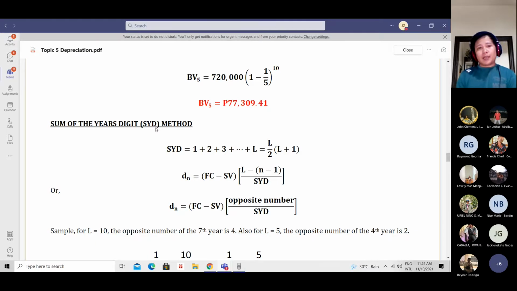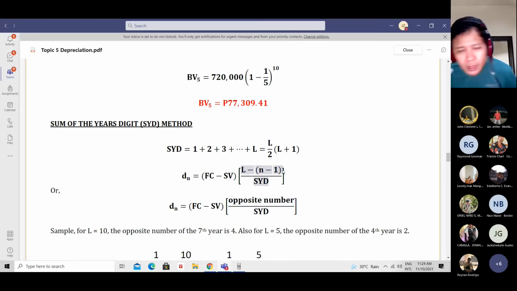Okay? So in SYD, the first depreciation is the biggest until it gets smaller. For example, the first depreciation is 10,000. The second depreciation is only 9,000. The third depreciation is only 7,500. So if you want to solve for the depreciation in any year, this will be your formula: first cost minus salvage value times the opposite number over SYD. Okay?